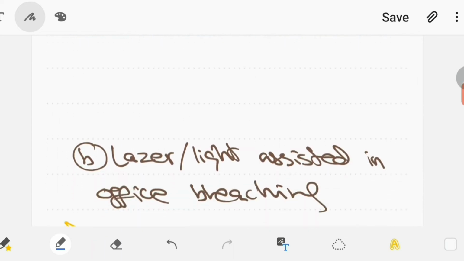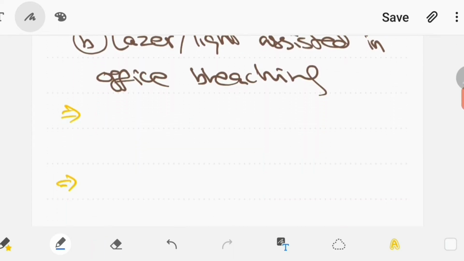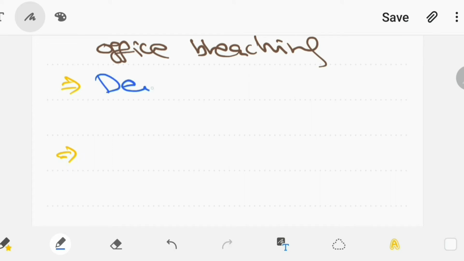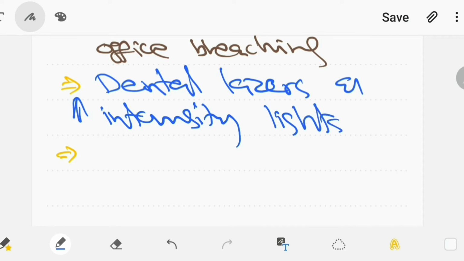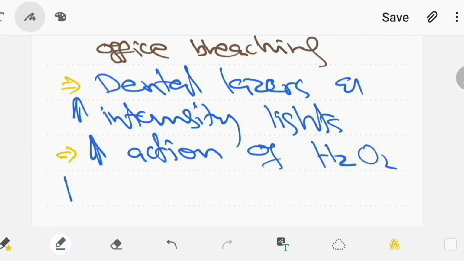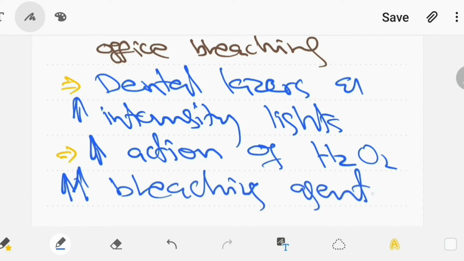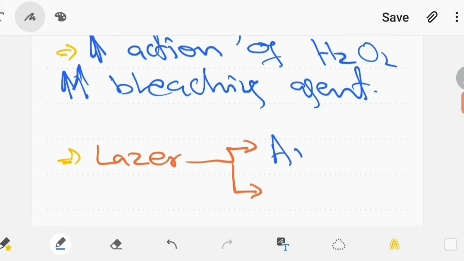Vital bleaching is further classified as laser or light assisted in-office bleaching. In this technique, dental lasers and high intensity light have been advocated. They provide a powerful energy source to enhance the action of hydrogen peroxide by rapidly releasing the bleaching agent. The lasers which are used are argon or carbon dioxide.